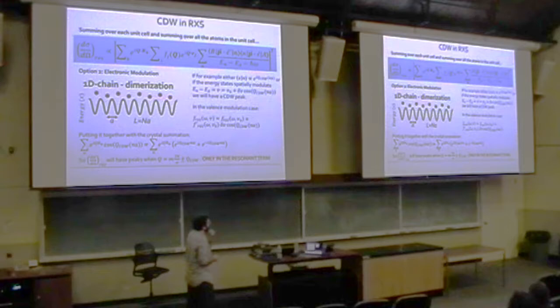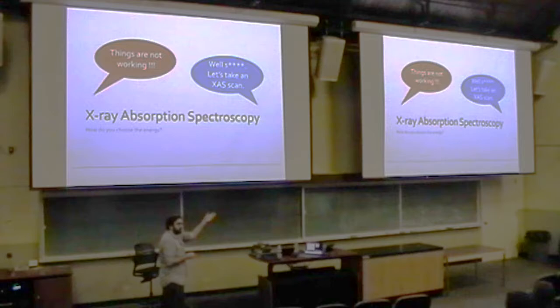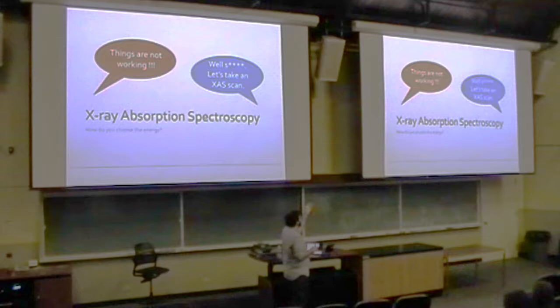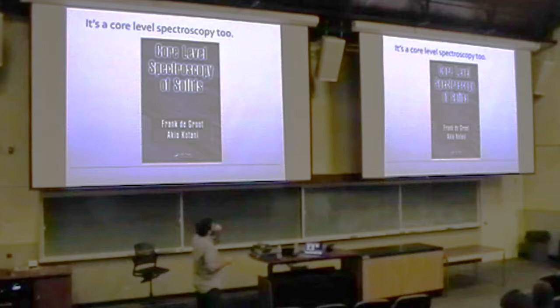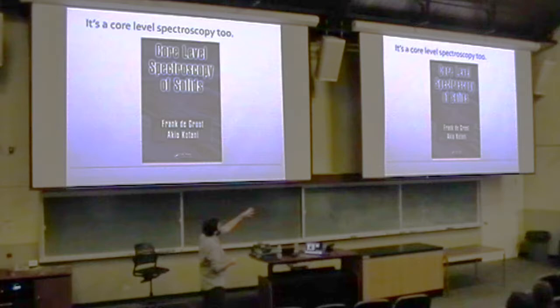So the beginning of the experiment is actually the X-ray absorption. When everything is failing, you stop and say, okay, let's go to the beginning and take X-ray absorption. The X-ray absorption by itself, which is the beginning of the experiment, is already a very powerful technique, and it goes into this matrix of four levels spectroscopy of solids.